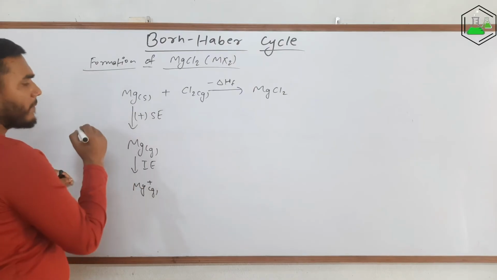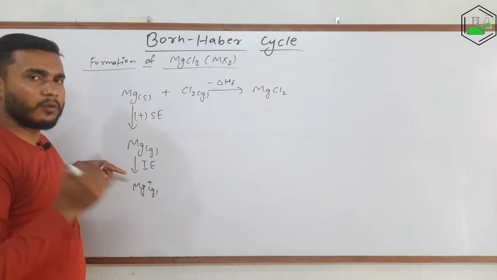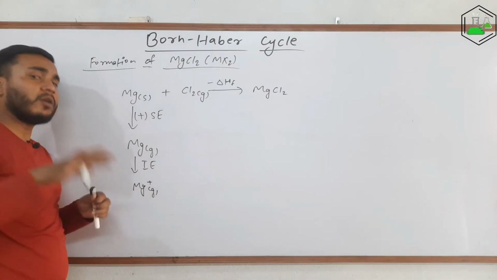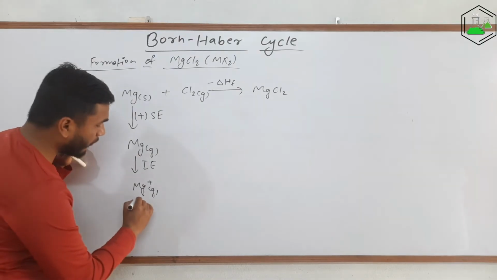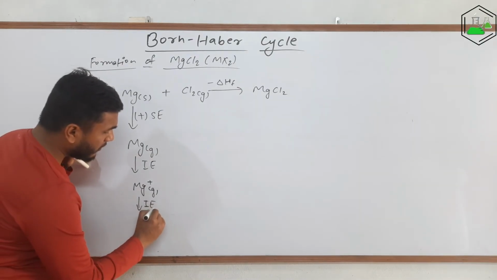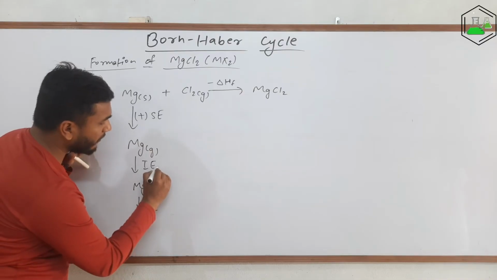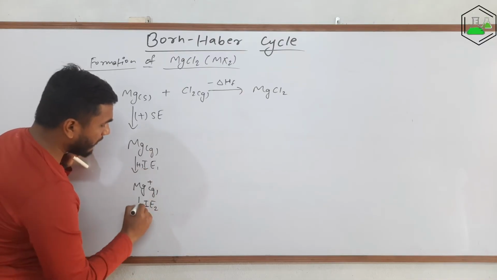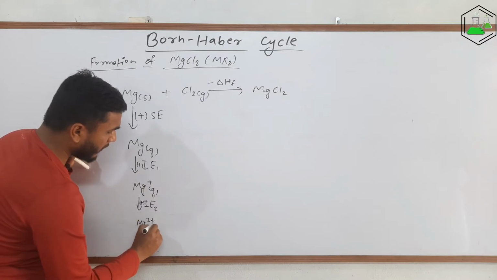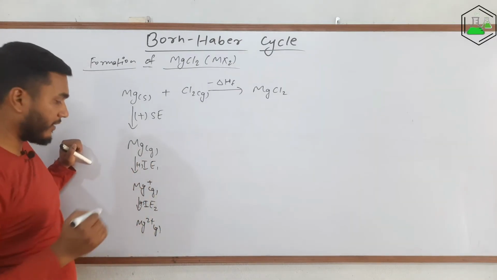But tell me one thing, is the valency of magnesium 1? No, its valency is 2. That means we need to eject one more electron. So we need to provide more ionization energy, that is ionization energy 2. Let's consider this to be 1. More ionization energy to convert it into Mg2 plus, that is in the gaseous state, right?